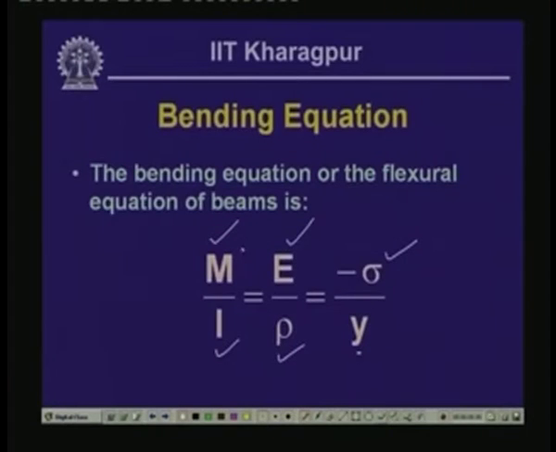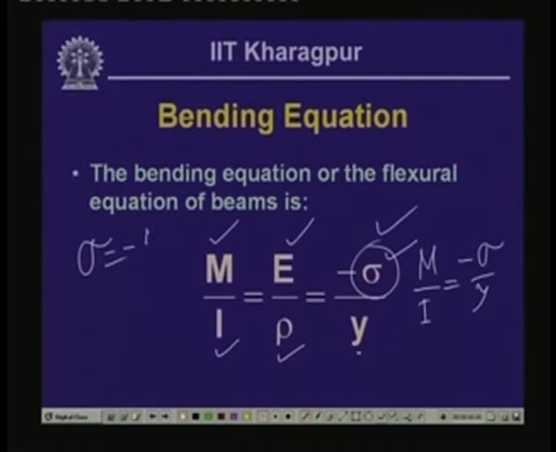I is the moment of inertia of the cross section with respect to the neutral axis, and M is the bending moment acting at that particular section. So, once we know these parameters, we can compute the value of sigma. From this we can write the relationship M by I is equal to minus sigma by y, or sigma is equal to minus M y by I.